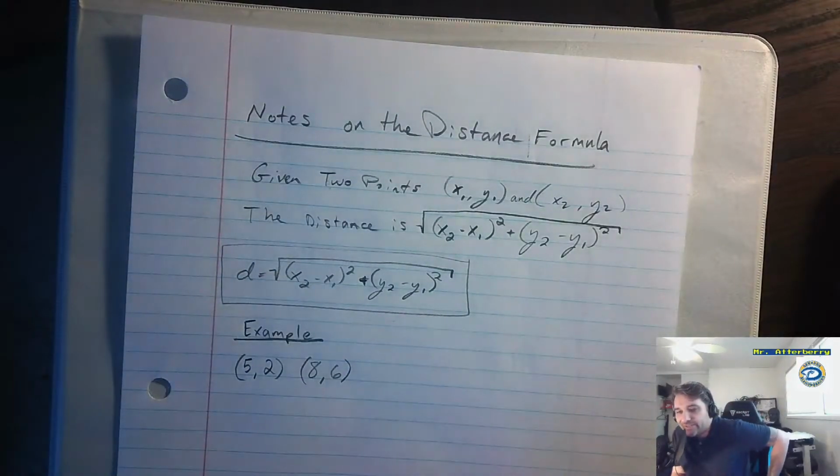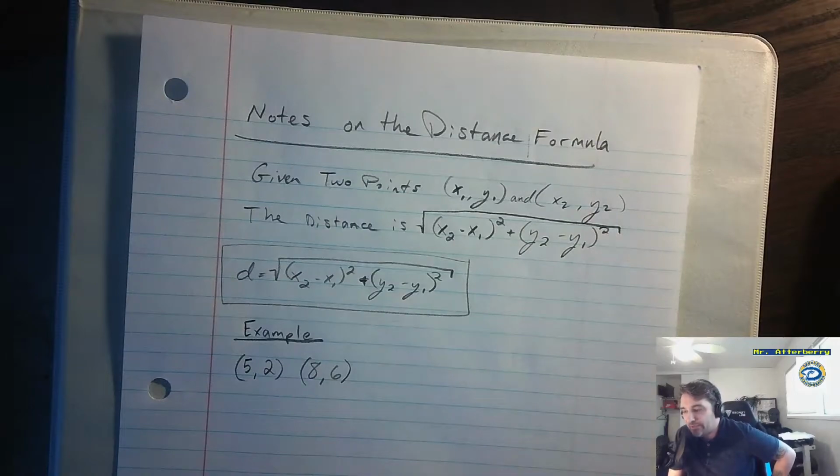So let's say we're given these 2 points right here. First point's at 5, 2. The second point is at 8, 6. So if you're given those 2 points and you're expected to find the distance between those 2 points, we're just going to plug it in to the equation.